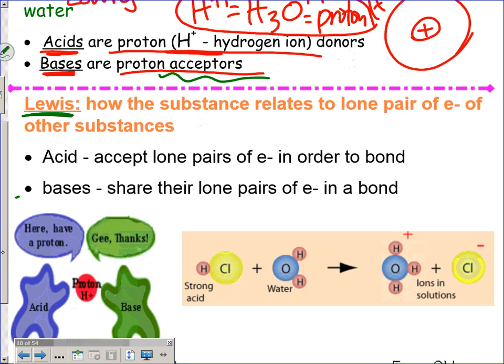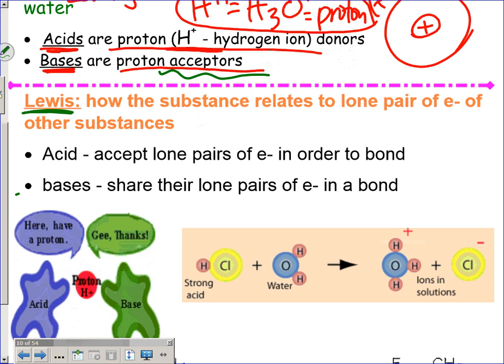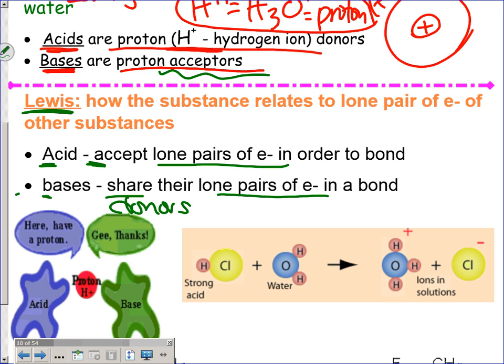You won't see this nearly as much, like 2% of the time you'll see Lewis. But you should note that acids are acceptors of the lone pairs of electrons, and bases are the lone pairs of electrons that are being shared. So they're the donors. So you should have those definitions, and I hope that you're adding to your notes there.